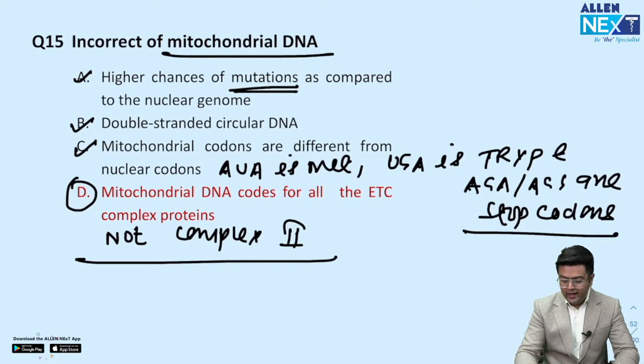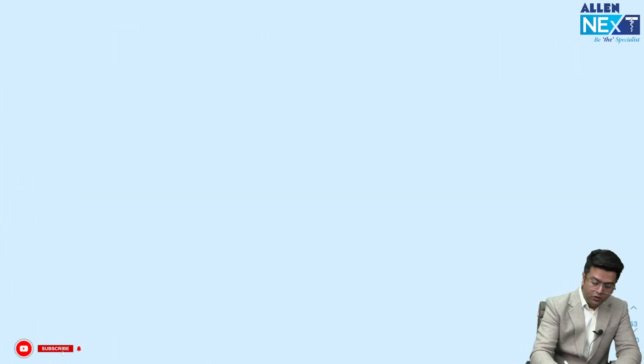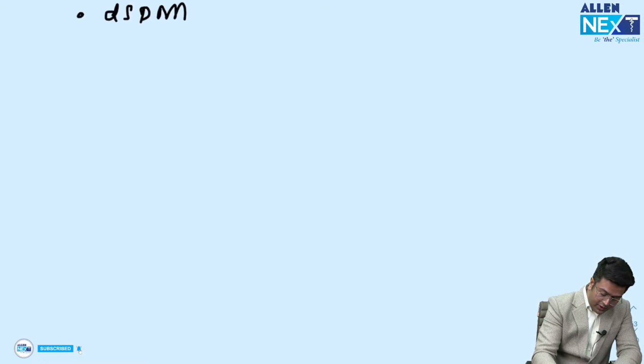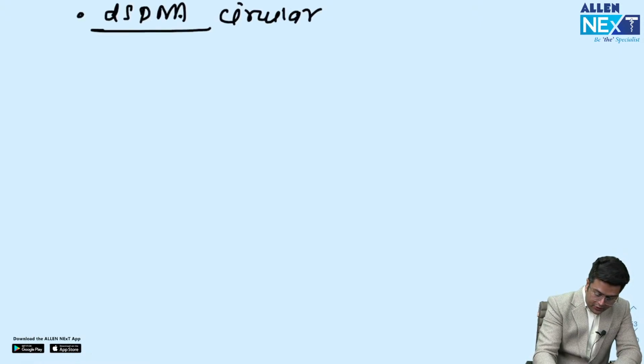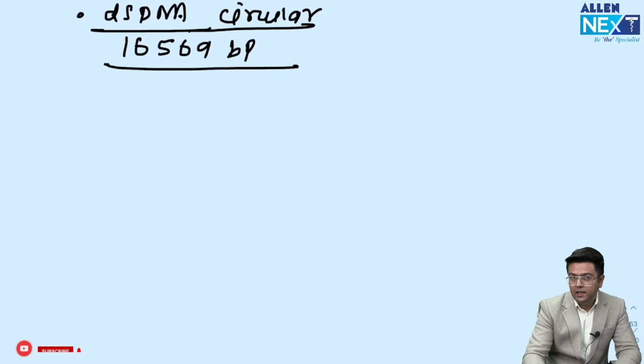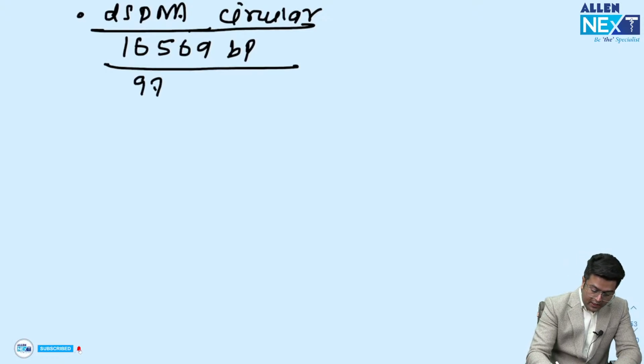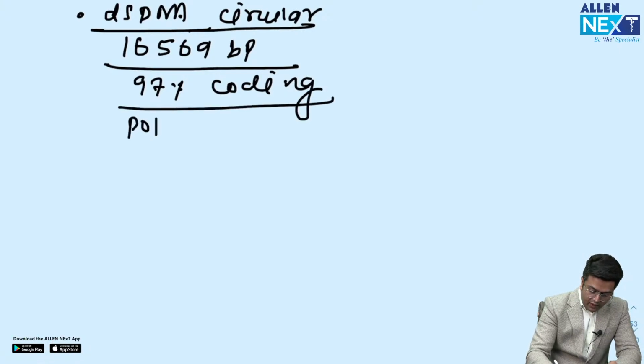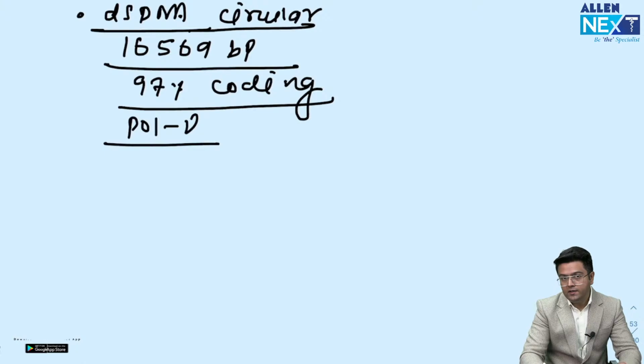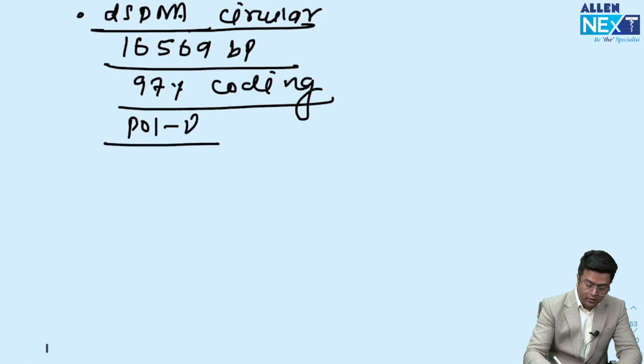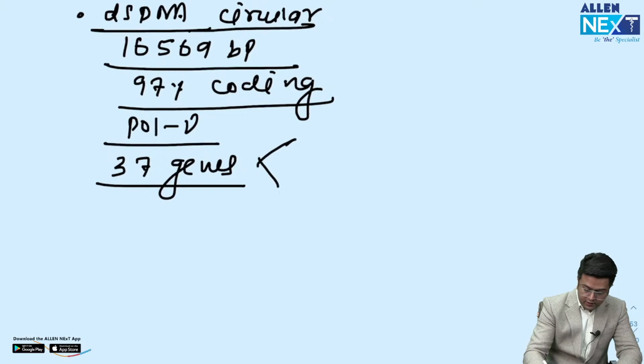Okay. So what else we need to know about mitochondrial DNA? Guys, mitochondrial DNA is double stranded DNA, and it is circular, 16569 base pairs compared to 3 billion in the nucleus, right? 97% is coding here. There is only one polymerase, polymerase gamma, which has all the activities, that is proofreading and polymerization, right? Polymerase gamma is found in the mitochondria. Then there are 37 genes. Out of these 37 genes, 22 are tRNA genes.